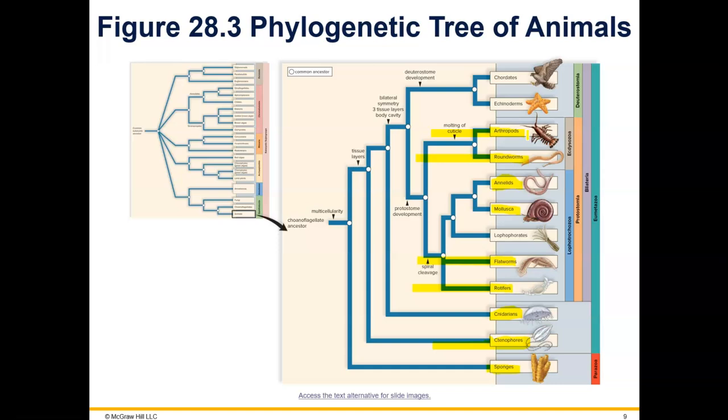All right, then we have our deuterostomes, which means that their second opening that forms in development becomes the mouth, and our phylum Echinodermata, which includes sea stars, sea urchins, sand dollars, sea cucumbers. So that's going to be phylum Echinodermata.